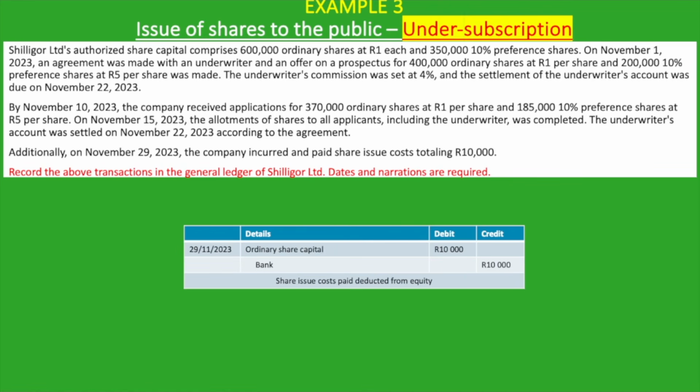I hope you've gained value from this lesson. I hope you now know all about the issue of shares, to incorporators, to the public where you have oversubscription, and also where you have undersubscription.